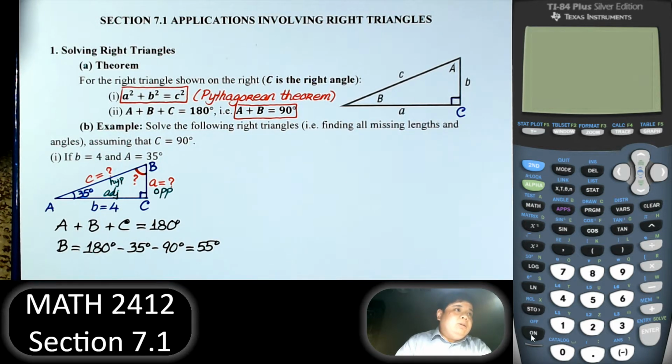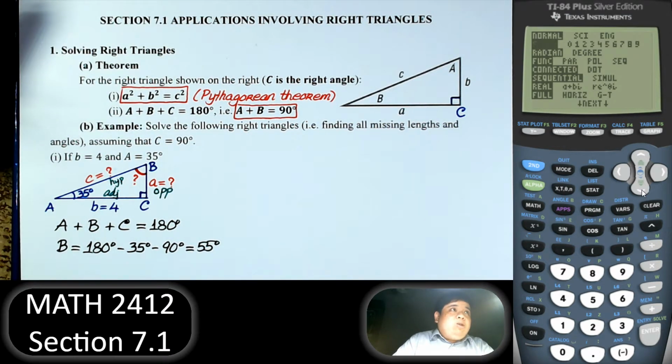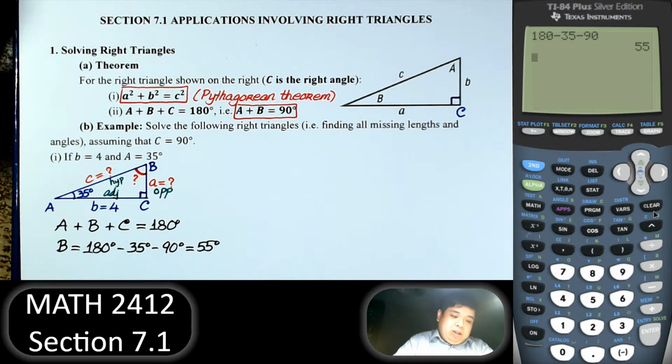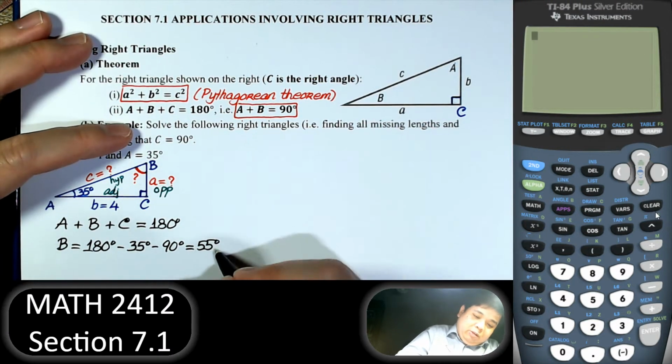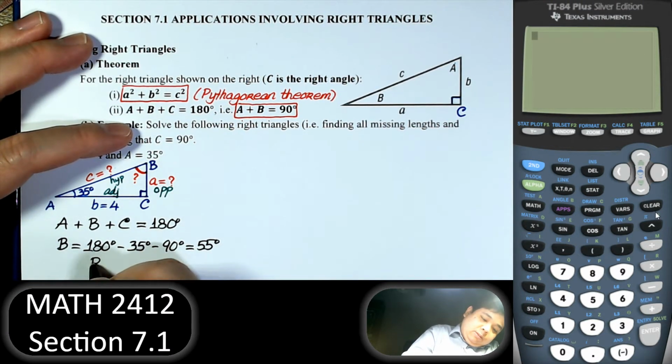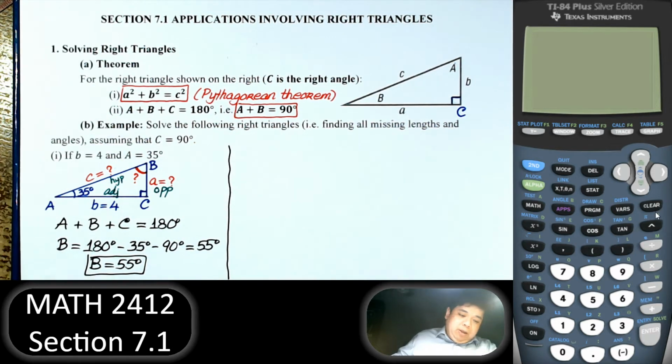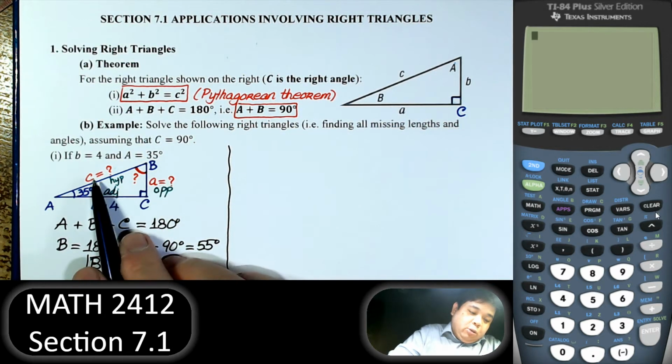Just make sure that we keep it in degrees mode, for right triangles or pretty much for any triangle. 180 minus 35 minus 90 is 55 degrees. So B is equal to 55 degrees. Next, we need to find a and we need to find c.